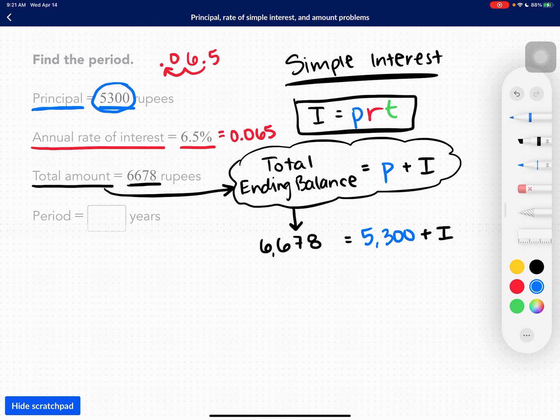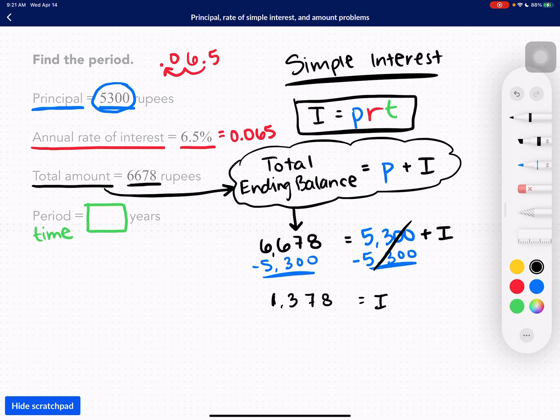So now I can subtract the principal from both sides to find my interest. So the interest will equal, just subtracting this, 1,378. So that is what I need to fill in the rest of that interest formula in order to solve for my time. So time, again, is the period. That's what it means. Especially once you see years, you're like, oh yeah, that's time.